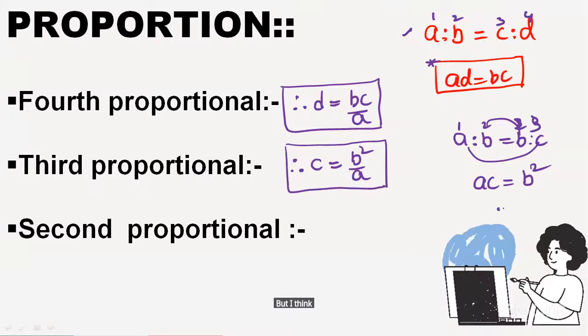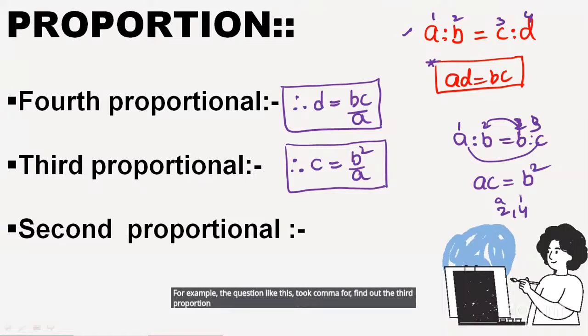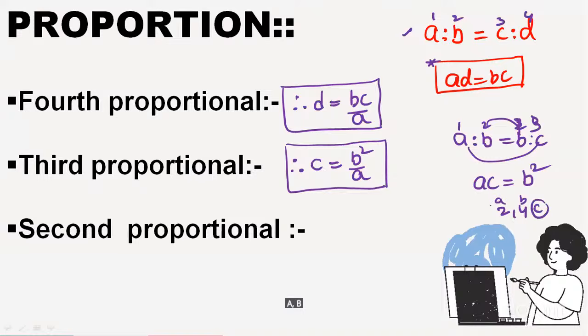For example, the question like this: 2, 4. Find out the third proportion. Look like A, B, C. We have to find out the C value, guys. What is the formula? C is equal to B square by A.